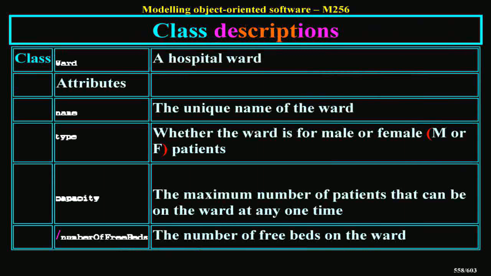Class Descriptions. Class: Ward. A hospital ward. Attributes: The unique name of the ward. Whether the ward is for male or female (M or F) patients. The maximum number of patients that can be on the ward at any one time. The number of free beds on the ward.